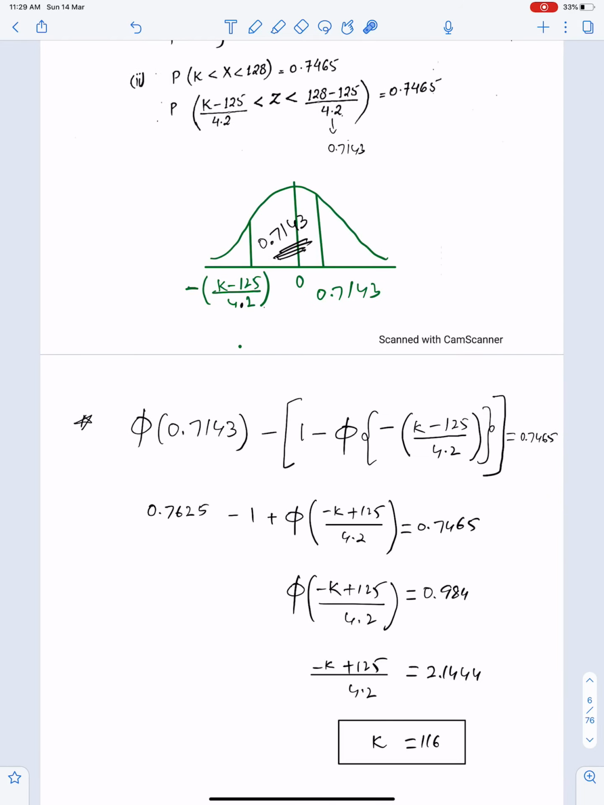I'm repeating, since this number is unknown, according to the sketch this number is negative. So I must take a negative sign here, and I'm taking a negative sign here. If you want to take a screenshot of this solution, you can.